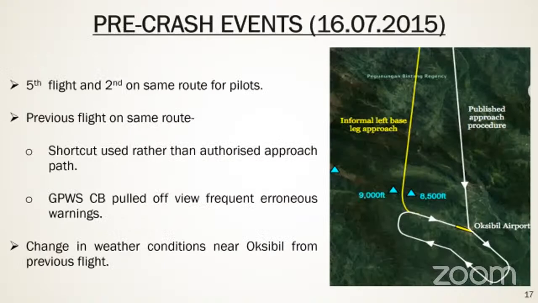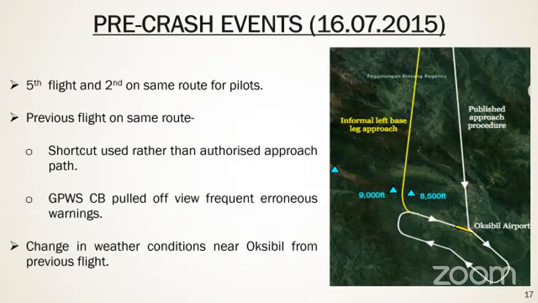This was the 5th flight of the day and the 2nd flight on the same route for the pilots. The chain of events started in the previous flight, in which the pilot took the shorter approach, marked in yellow, rather than the approved route marked in white with visual approach. While landing, GPWS gave an erroneous warning, so the pilot shut it off.